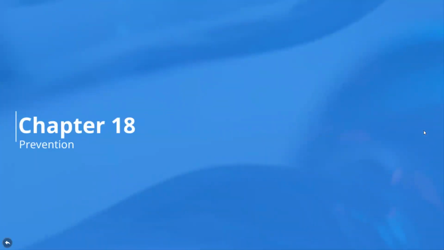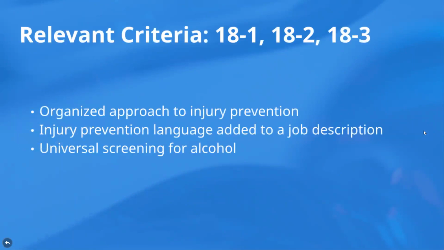All right, Chapter 18 is prevention. Okay, so there must be an organized approach to injury prevention, and this just means looking at your registry, community trends, maybe public health initiatives in your area, and tagging onto or supplementing those efforts.